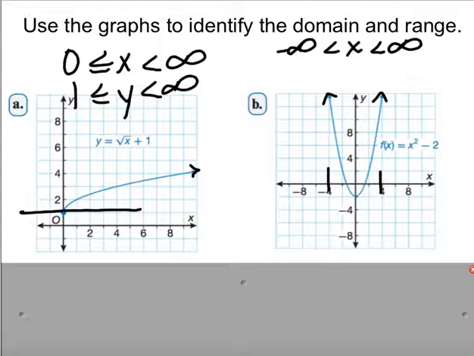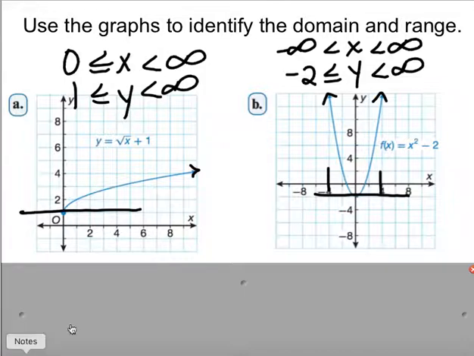Now, if we were looking at the range, it looks like my lowest point is at negative 2. So negative 2 we include because it is a value on the graph. So negative 2 is less than or equal to y, which is less than infinity. The range goes on forever and ever and ever. Okay?